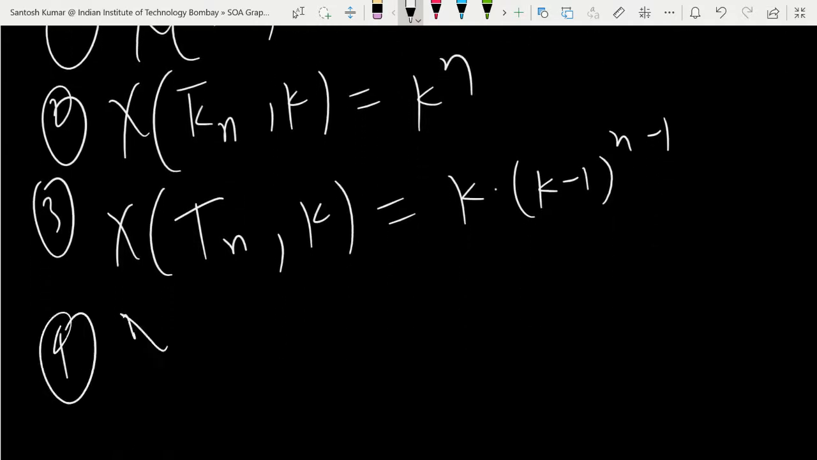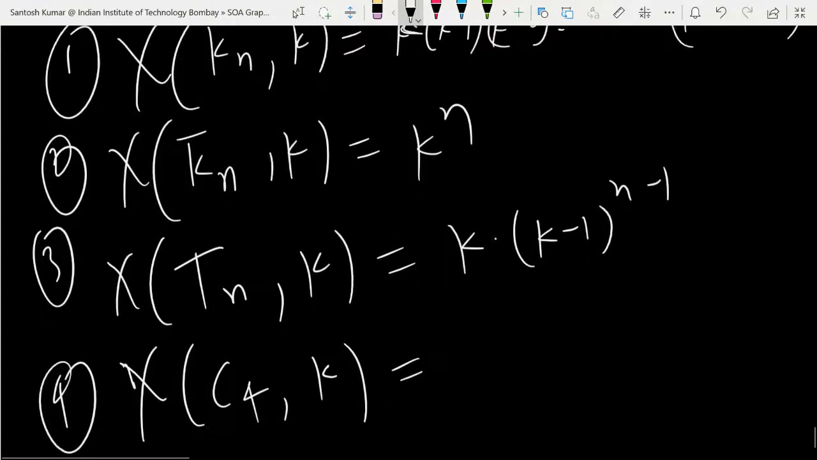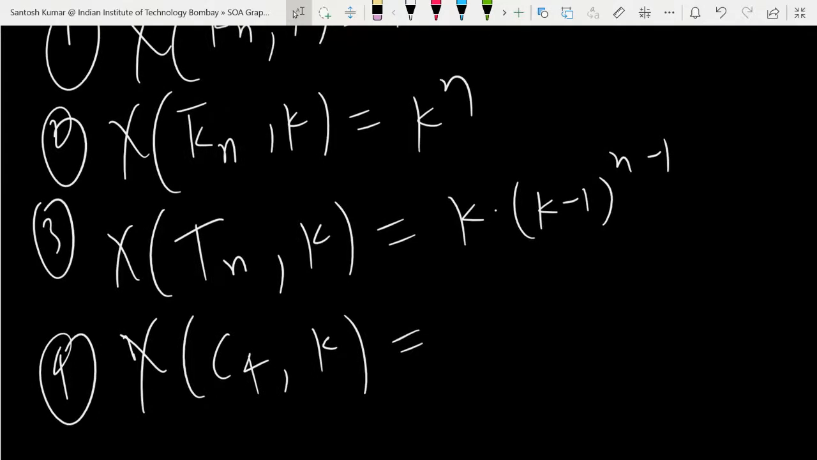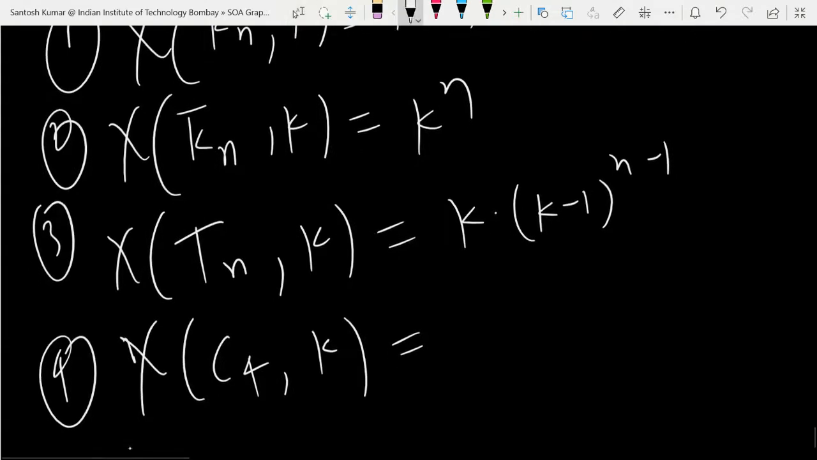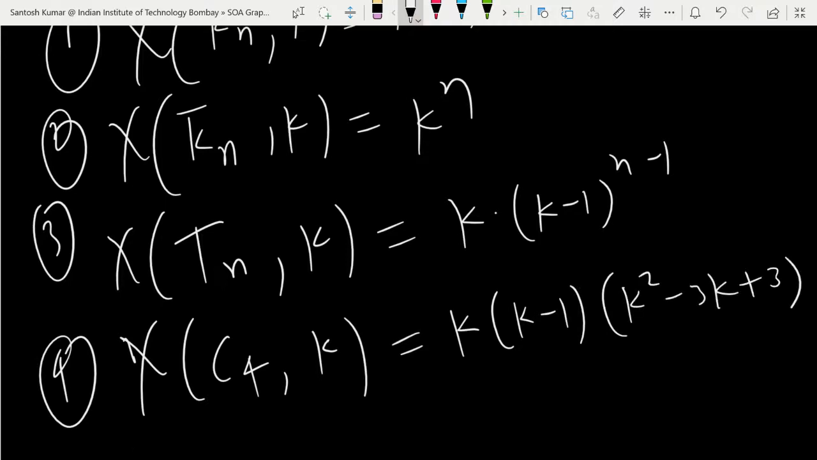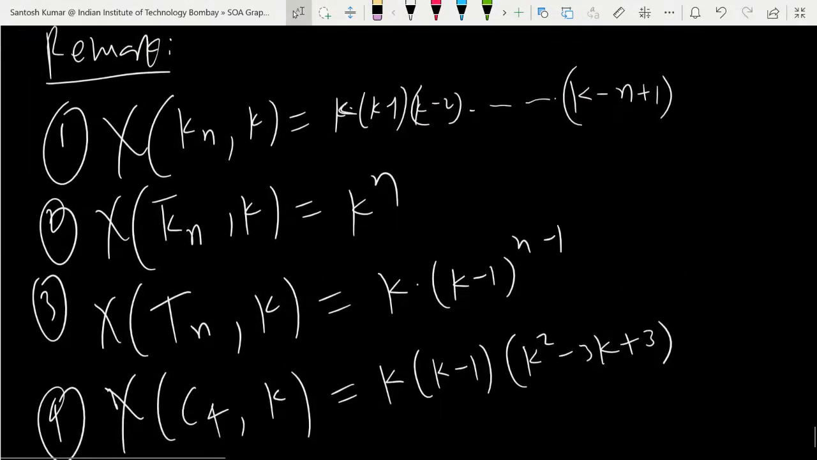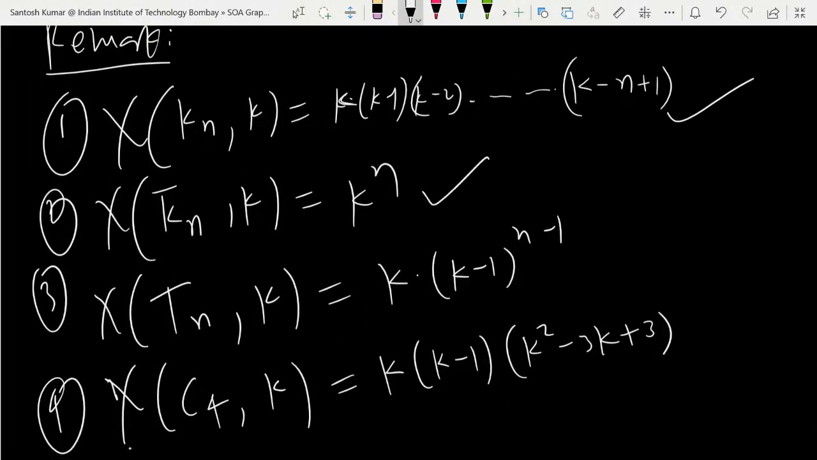And the fourth thing we derived: the number of proper colorings of C4 using K colors. Before C4, any graph you see will be either Kn or Tn, like P3, K2, K3; all come into one of these categories. So for C4 we get K into K minus 1 and K square minus 3K plus 3. Okay. So whatever was discussed till now, the conclusion is this fourth thing.